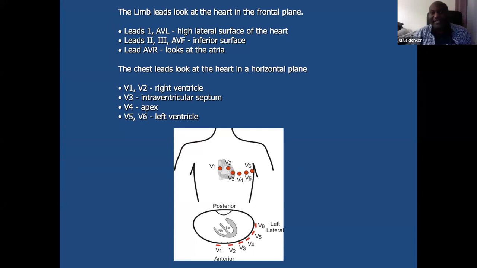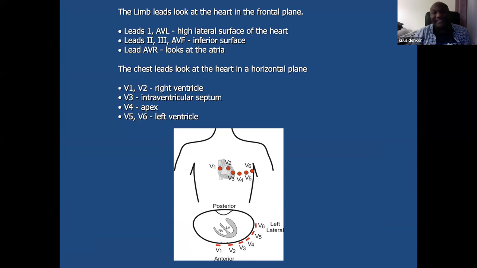aVR is an interesting one that looks at the base of the heart. It is good for quickly diagnosing left main disease, very good for that. Everybody thinks of it as a redundant lead, but if you've got things like tricyclic antidepressant overdose, aVR is a good one to look at.